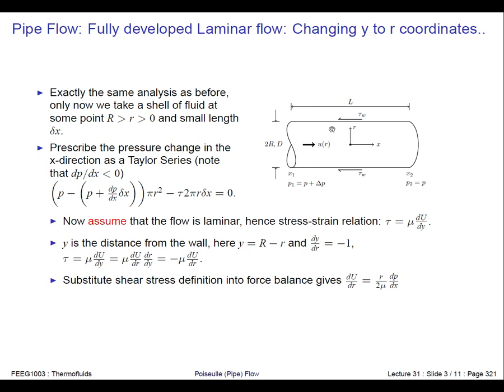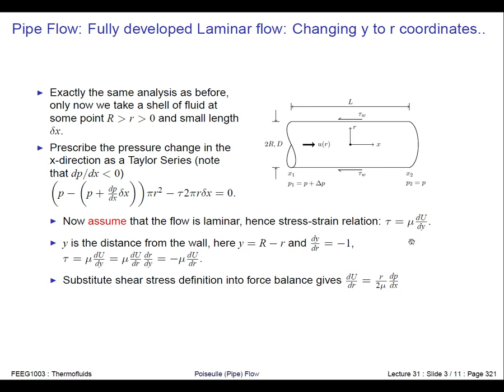resisting this motion. So it's not necessarily the wall shear, but it's a shear stress depending on where r is. And this 2 pi r dx is the size of our control volume in the laminar flow. Now we make our key assumption, and we say that the shear stress is equal to the viscosity times the velocity gradient. And this is defined in a Cartesian frame, where y is effectively the distance away from the wall.